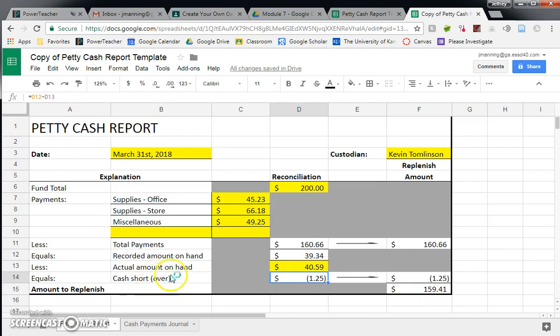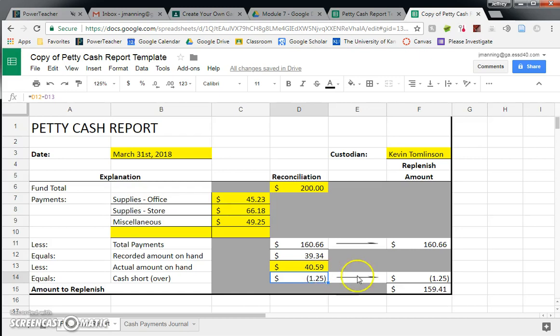And the reason you know it's an over is if these numbers are in parentheses right here, this over is also in parentheses. So that would tell you that this is a cash over. If this number was not in parentheses, this would be a cash short. So a cash over means that we had too much. We had $1.25 more than we should have. And that is going to be important whenever we record this into our cash payments journal here in a little bit.